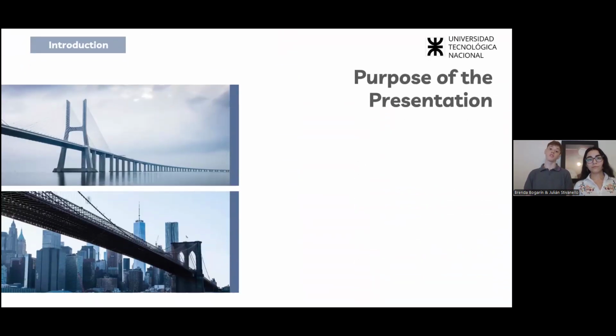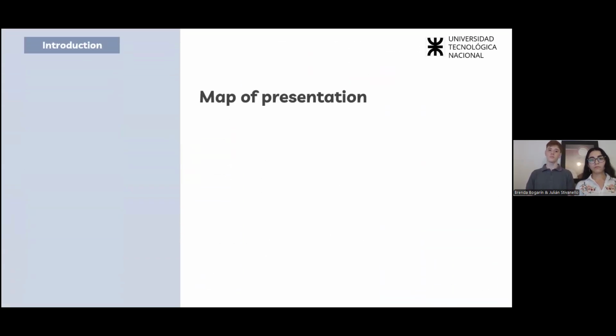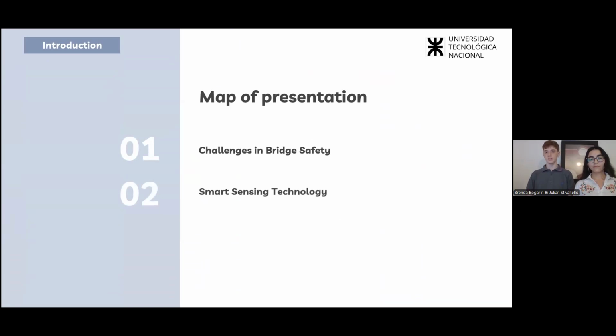The purposes of this presentation are to promote the development of the United Nations Sustainable Development Goal number 9, provide safety in bridges, and give a solution to the problem. In order to achieve these purposes, the presentation is divided into 3 different sections. Section number 1 is dealing with the challenges in bridge safety. Section number 2 is about smart sensing technology, and in section number 3, advantages and disadvantages of smart sensors will be discussed.